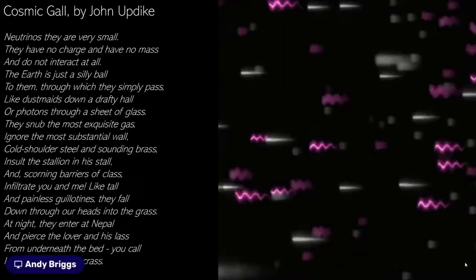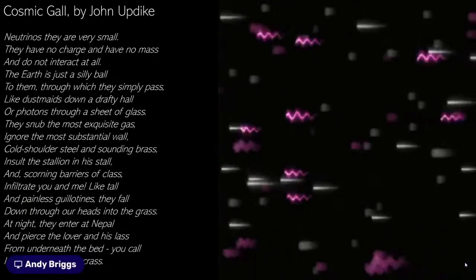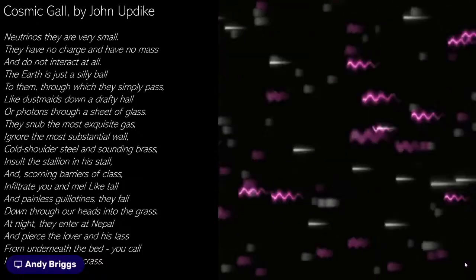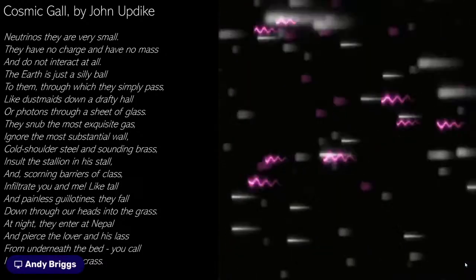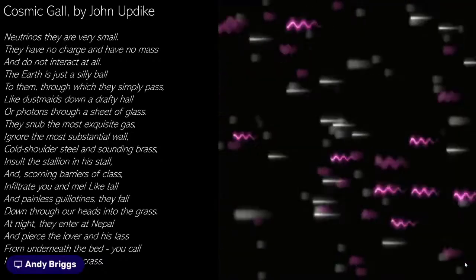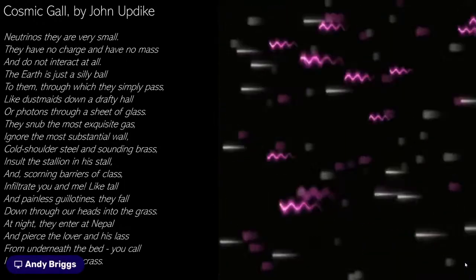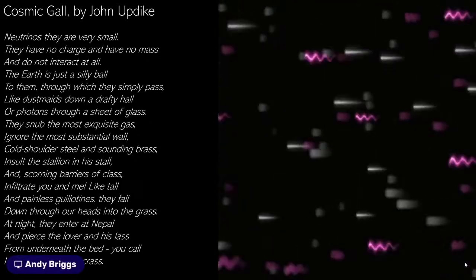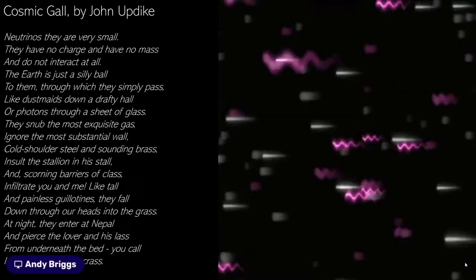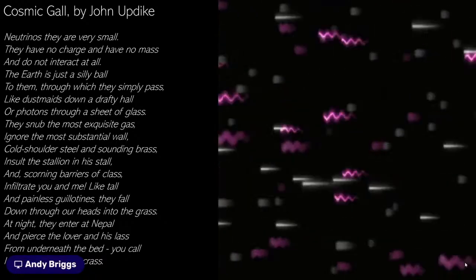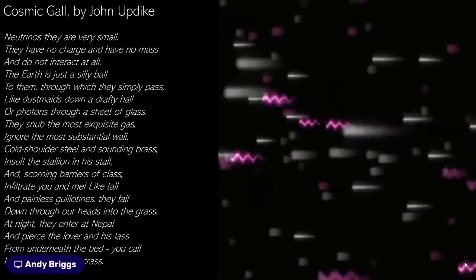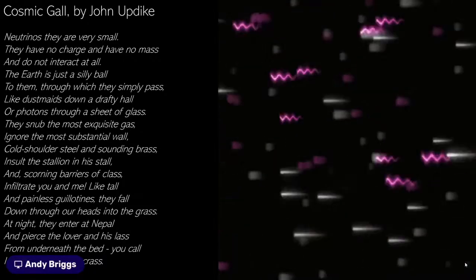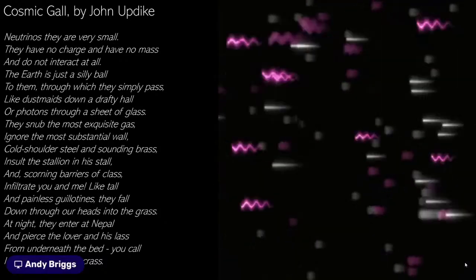And just to finish, I'd like to read this. It's a poem by, of all people, John Updike, who chose to write about neutrinos, and it's called Cosmic Gall. Neutrinos, they are very small. They have no charge and have no mass and do not interact at all. The Earth is just a silly ball to them, through which they simply pass like dustmaids down a drafty hall or photons through a sheet of glass. They snub the most exquisite gas, ignore the most substantial wall, cold shoulder steel and sounding brass, insult the stallion in his stall, and, scorning barriers of class, infiltrate you and me like tall and painless guillotines.